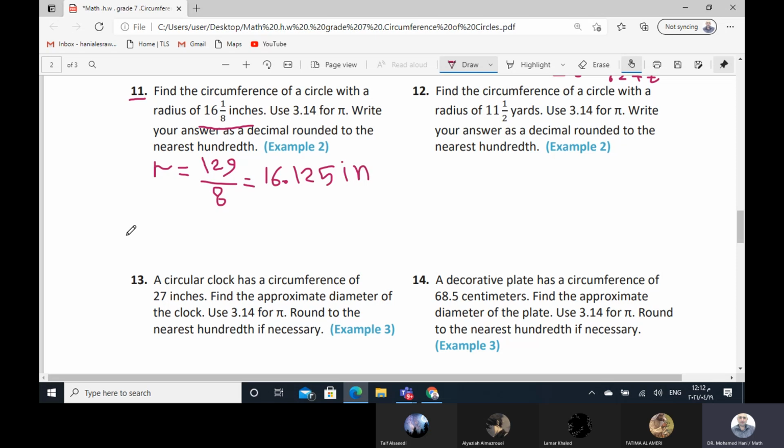Now how to find the circumference? C equals 2 pi r. 2 times 3.14 times r will be what? 16.125.